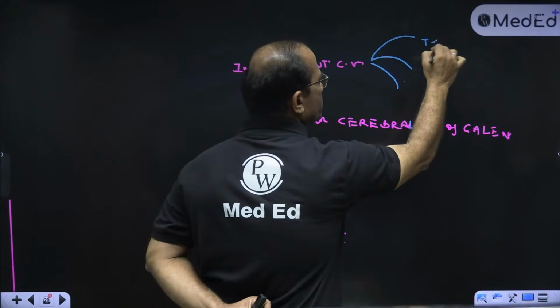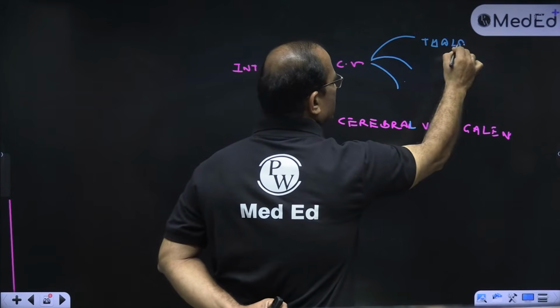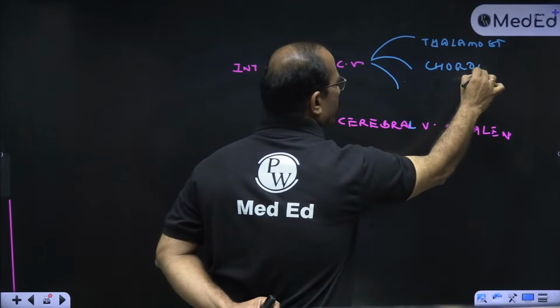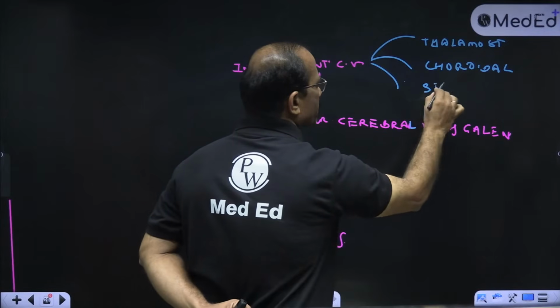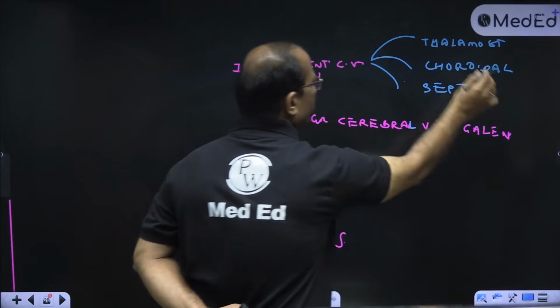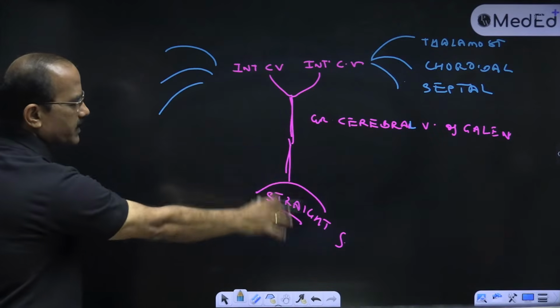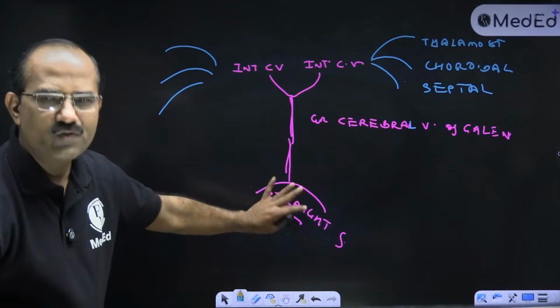Now this internal cerebral vein in turn is formed by three veins. One is thalamostriate, second is choroidal, and the third one is septal. So three veins join to form the internal cerebral vein. Two internal cerebral veins will join to form the great cerebral vein. The great cerebral vein drains into the straight sinus.